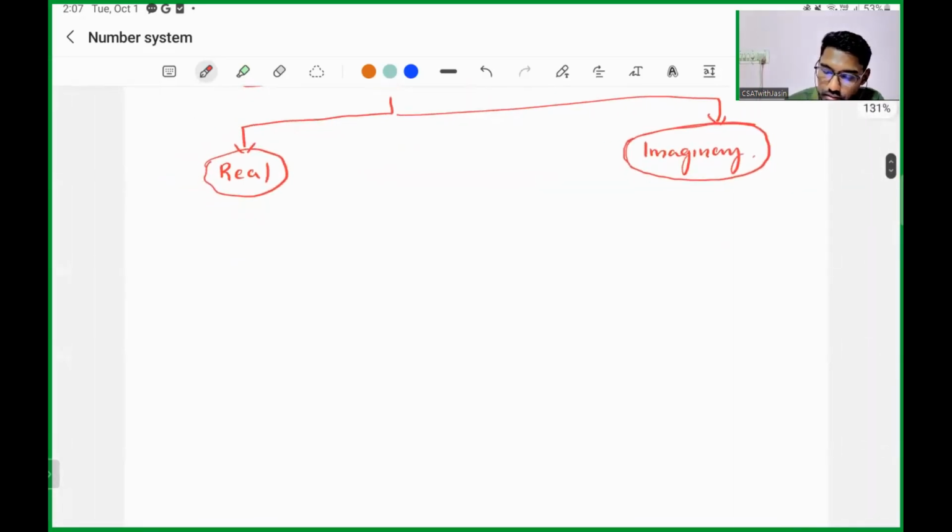I'll give you one example. You know the square of 2. What is 2 square? 2 square means 2 into 2, which is equal to 4. Now, what is minus 2 square? Minus 2 square means you have to multiply minus 2 two times. So, minus 2 into minus 2. The product of two negative numbers, what will you get? You will get a positive number, right? So, minus 2 into minus 2 is also 4. The square of 2 is 4. The square of minus 2 is also 4.